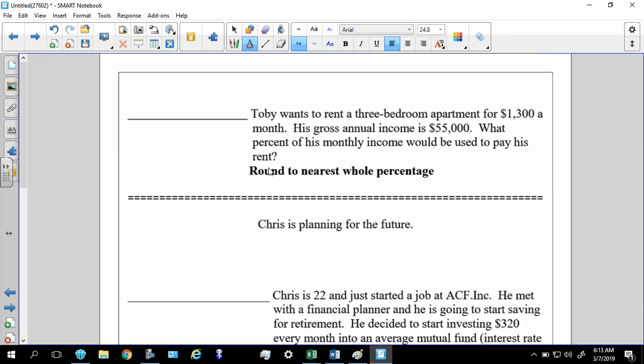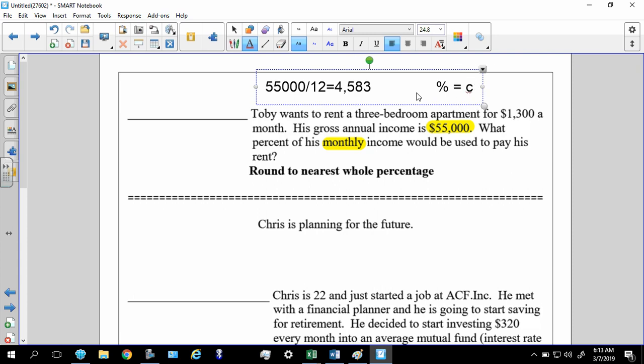Toby wants to rent a three-bedroom apartment for $1,300, and his gross annual income is $55,000. What percent is that of his monthly income? Okay, so the one curveball is that we're looking for monthly income, and I gave you his annual income. So off to the side, the first thing I need to do is take 55,000 and divide that by 12. I'm going to round here because I'm going to get a decimal, 4,583.